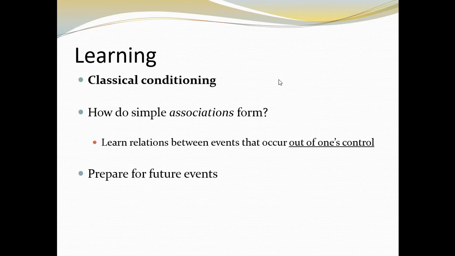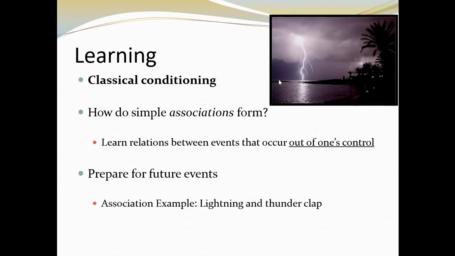The classic example is that we have learned that lightning and thunder tend to go together, right? So if you hear thunder, you tend to see lightning, or vice versa. They tend to go together, but I'm fairly confident that none of us are actually in control of the lightning and the thunder. So we're learning the connection between these events that are out of our control.